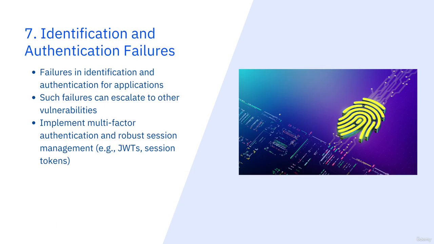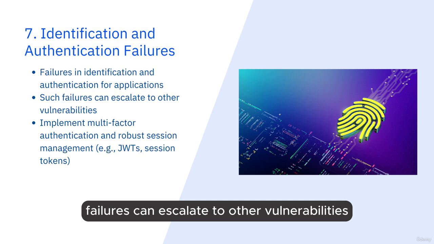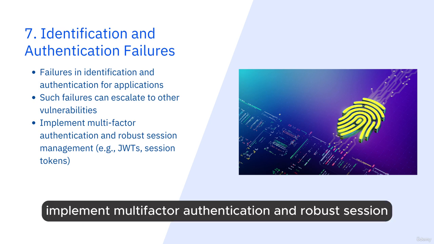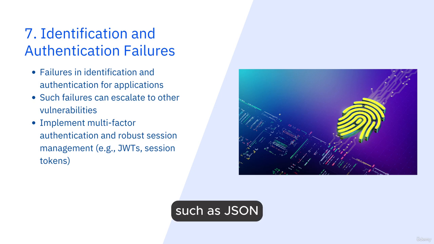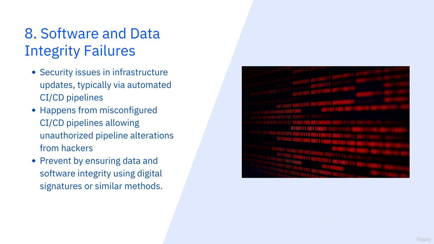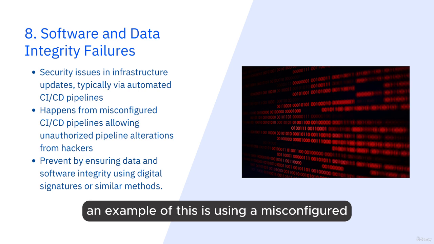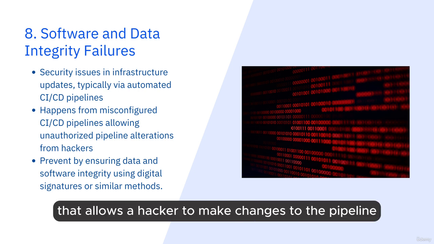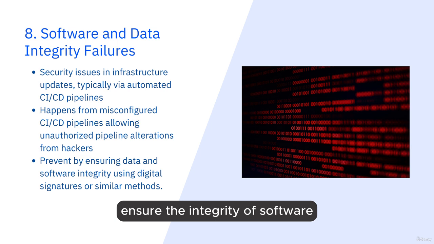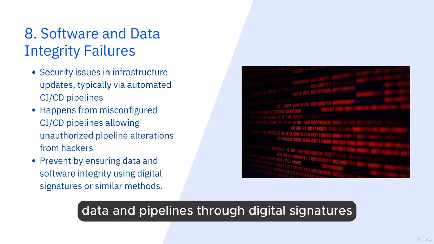Ranking 7th, identification and authentication failures can escalate to other vulnerabilities in this ranking. To address this, implement multi-factor authentication and robust session management controls, such as JSON web tokens and session tokens. Ranking 8th, software and data integrity failures relate to flaws in infrastructure updates through CI/CD pipelines. An example of this is using a misconfigured CI/CD pipeline that allows a hacker to make changes to the pipeline. To avoid this issue, ensure the integrity of software, data, and pipelines through digital signatures.